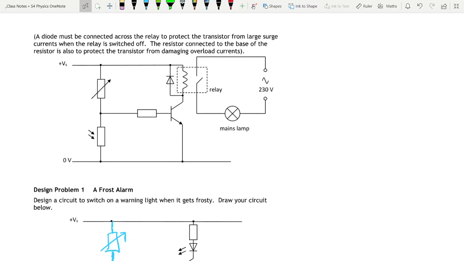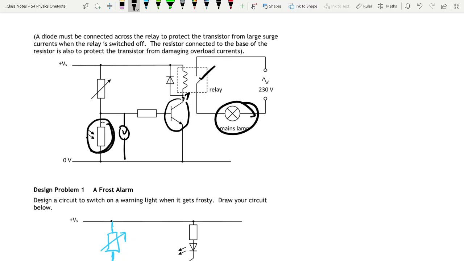For this one, we have a similar kind of setup. When something's shaded, the resistance of this increases, so the voltage across it increases. It eventually gets to a high enough voltage to turn this on, which then turns on the relay. When the relay turns on, that gets closed and the mains lamp turns on. So you could use that in street lighting. When it gets dark enough, you can use the transistor to turn on a relay, which will then turn on the lights on the street.